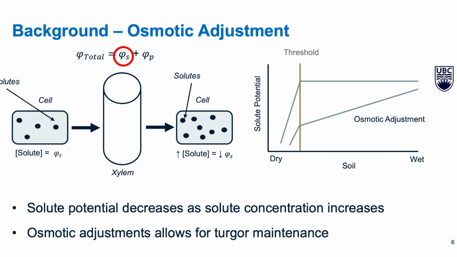This strategy of accumulating more solutes and ensuring that water is retained in the cell is called osmotic adjustment, and it helps a plant to maintain its turgor. In the plot on the right here, the lower line has a decrease in solute potential as the soil dries. This is osmotic adjustment occurring within a plant, which will then help maintain the turgor as the soil dries.